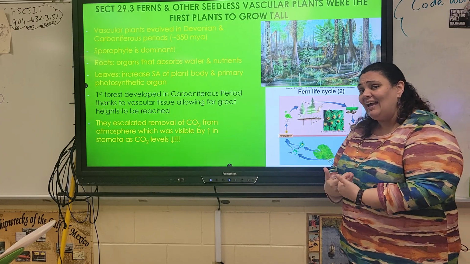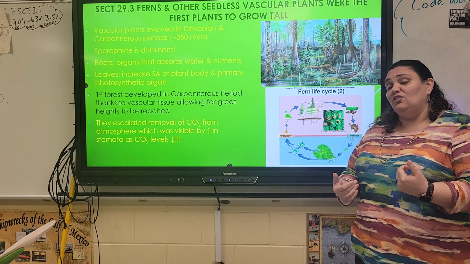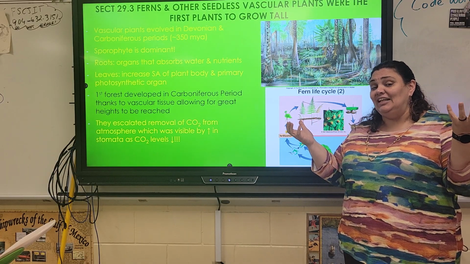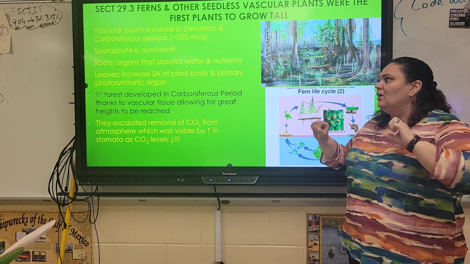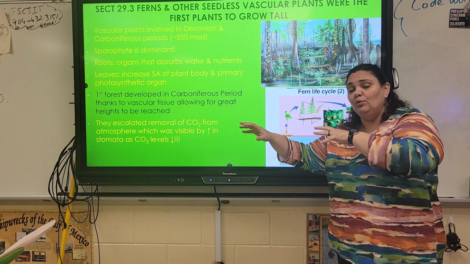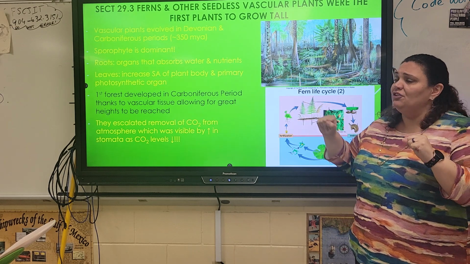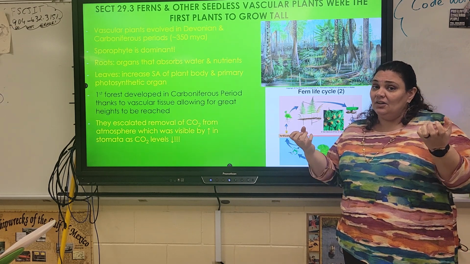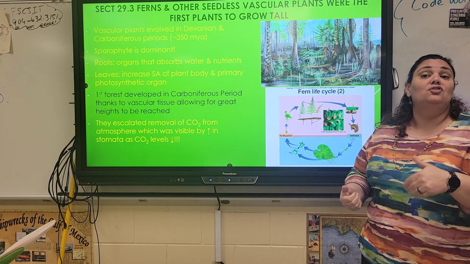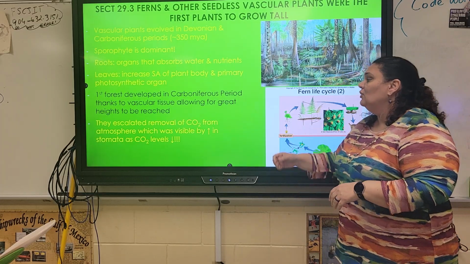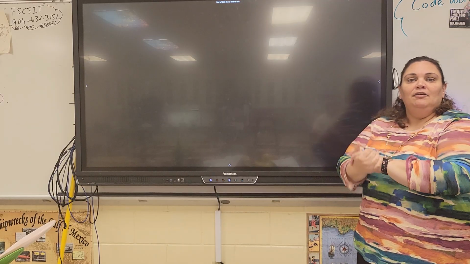Well, what we think happened is that the carbon dioxide levels decreased so fast because there was such a successful boom of plants right before the ice age, during the Carboniferous period, that we think it sucked down the carbon dioxide levels so fast it actually led to the ice age. And that's it for this chapter.